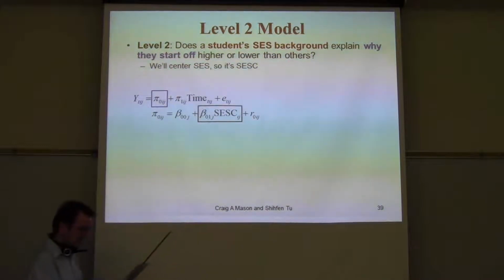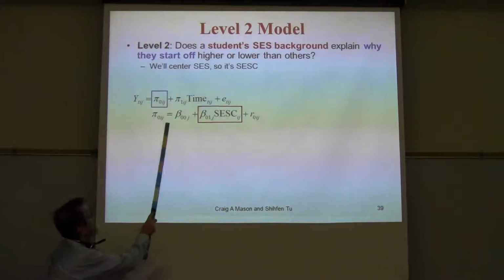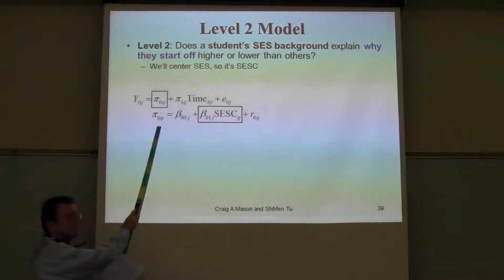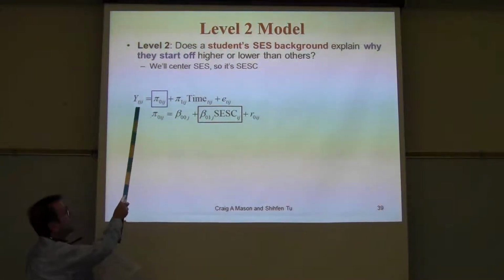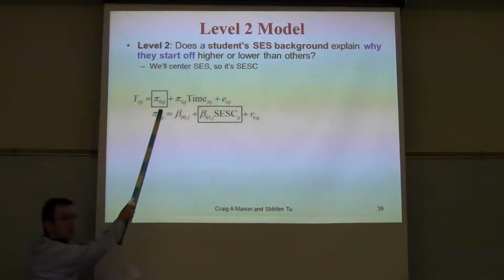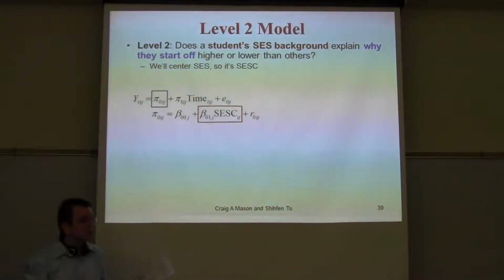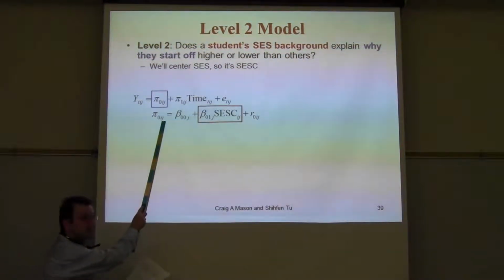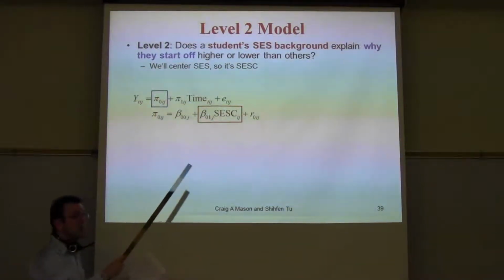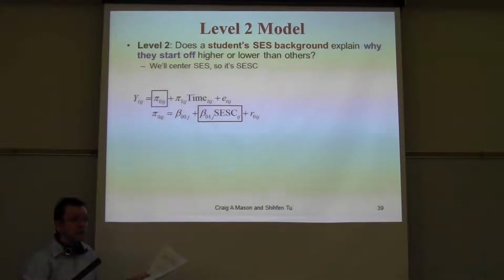Now, this then is what's called a level 2 model, because we're not predicting the outcomes anymore. Now we're predicting those level 1 growth parameters. Those level 1 coefficients are the outcome. We're predicting pis instead of test scores.